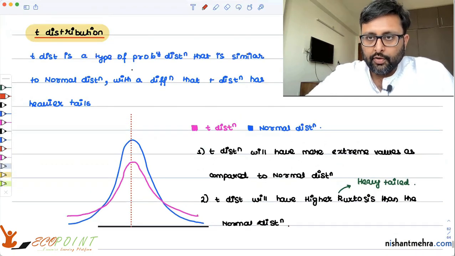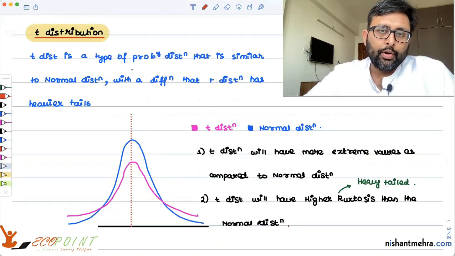So this can be a good note for you on when to use the T distribution and how it is different from the normal distribution. So this is what I wanted to do in this recording.